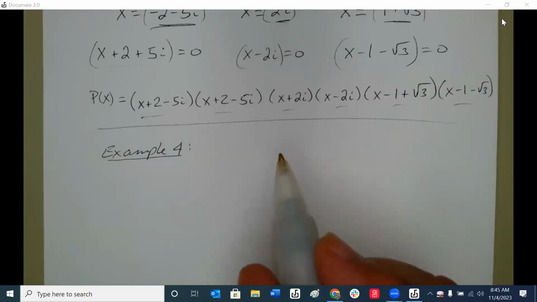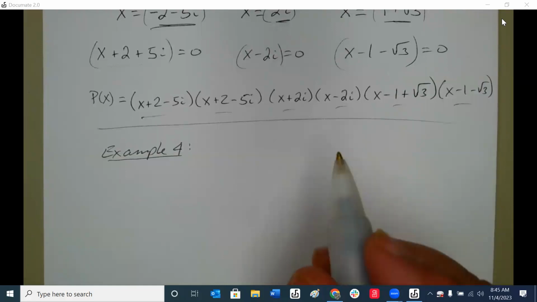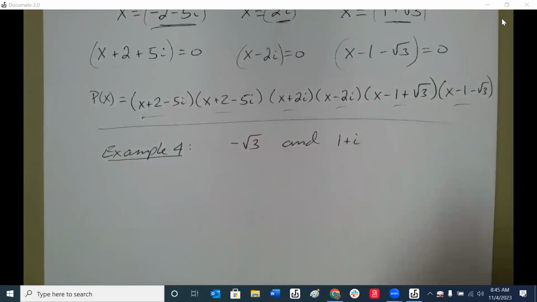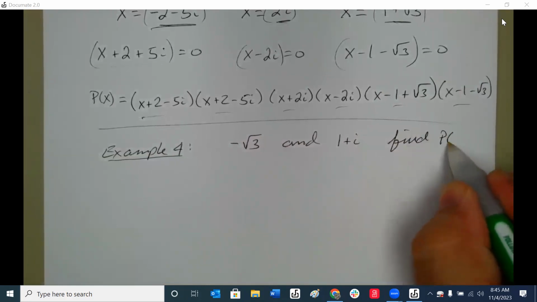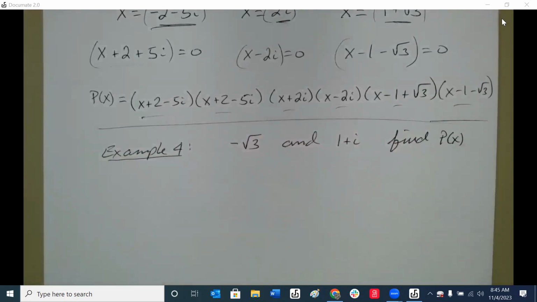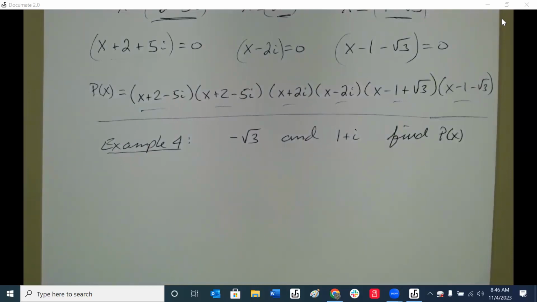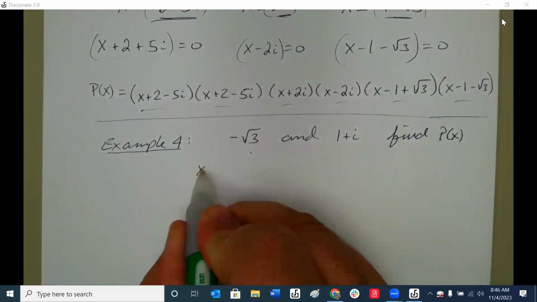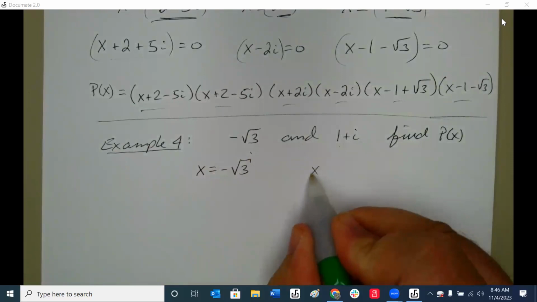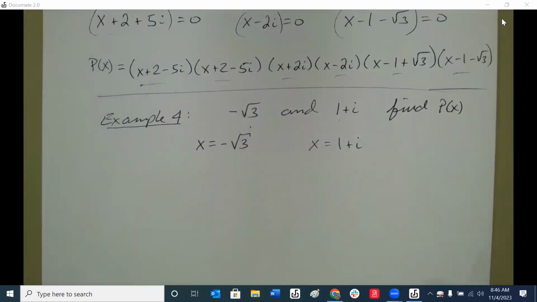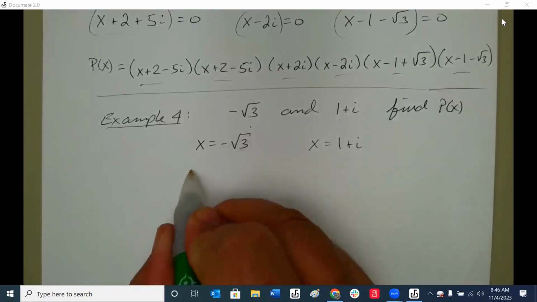It says, find the polynomial function of lowest degree with rational coefficients. Find the polynomial. So how do I do it? What do I do with these two? I have to set them equal to x first. Now you set them equal to 0, because if you just set these equal to 0, it's not going to do anything, because there's no x's anywhere there. Now you set them equal to 0.